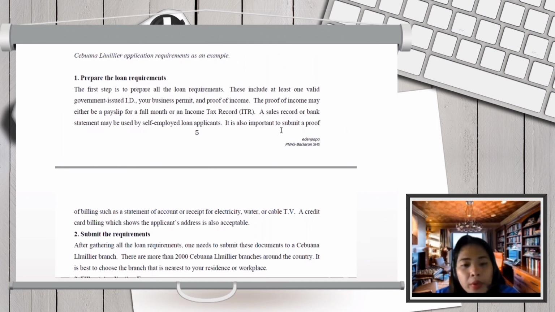It is also important to submit a proof of billing such as statement of account or receipt for electricity, water, cable, TV. Kaya lang, ngayon kasi basically, di ba nauuso yung mga online? Wala silang mga ganyan eh. Kasi nga sa bahay nga lang sila nag-ooperate. So, less gastos yun. Right?